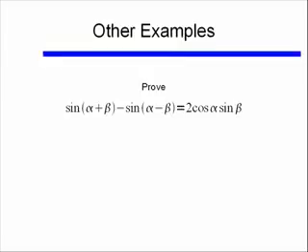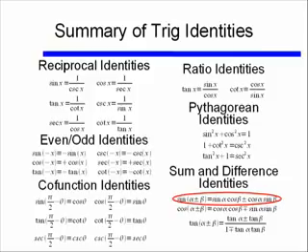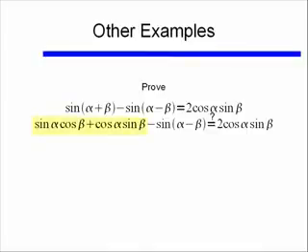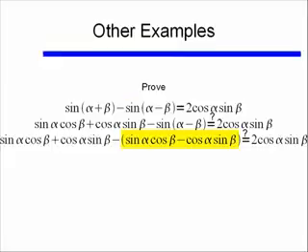But what I can do in this case is, if I see a sine alpha plus beta, I can go back to my sum and difference identities and recall what the identity was for sine of alpha plus beta and sine of alpha minus beta. And first I'll take the sine alpha plus beta and substitute it with sine alpha cosine beta plus cosine alpha sine beta. And next I'm going to substitute sine alpha minus beta with sine alpha cosine beta minus cosine alpha sine beta.